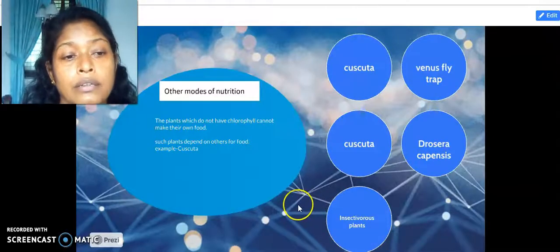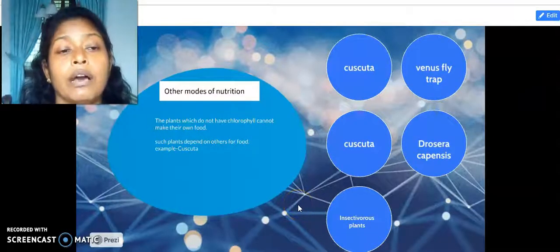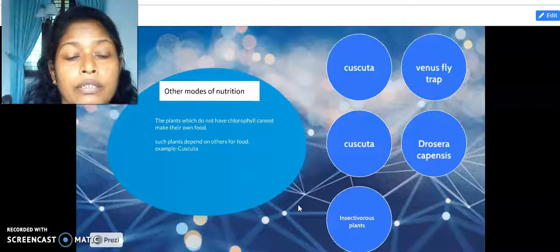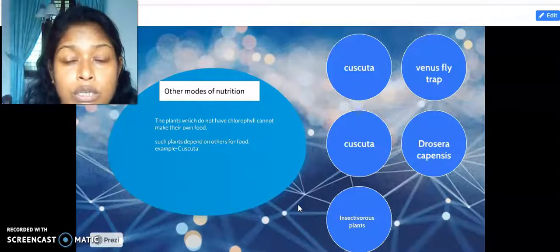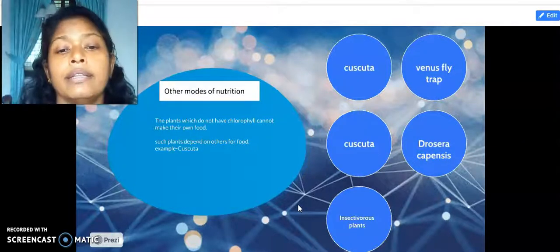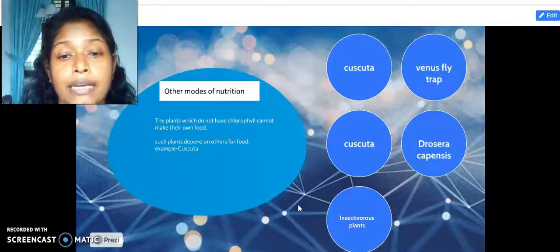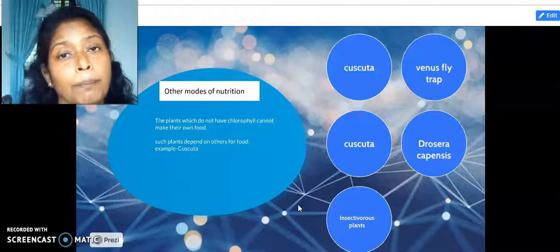So we learned in this module about the other mode of nutrition. Here we learned about the cuscuta, which is a parasite, and the body on which they live is called the host. Then we learned about the insectivorous plants. The examples we learned are the Venus flytrap, Drosera, as well as the pitcher plant.